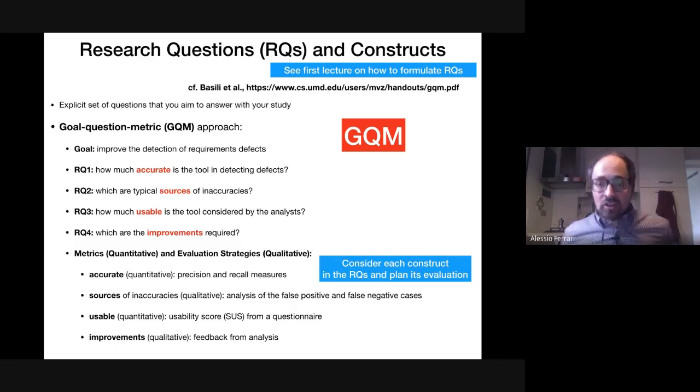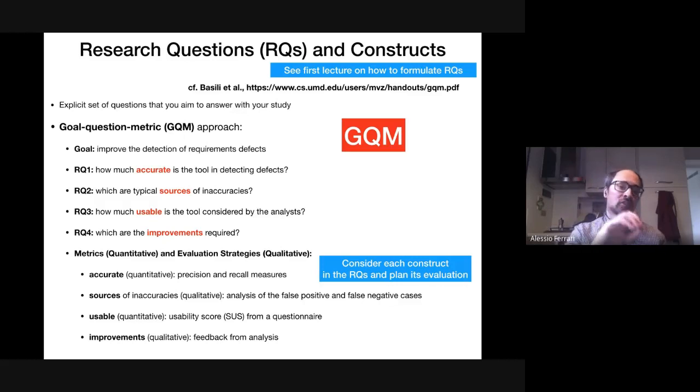Research questions and constructs. You remember this, I recall it every time. There was a first lecture on how to formulate research questions. Here, for case studies, it's quite typical to adopt this structured approach, which is called the Goal Question Metric, that was developed by Basili. You can see the paper linked there. And the Goal Question Metric is based, as the name says, on three fundamental elements. You start from the Goal, which is the overall objective. In your case, it would be to improve the detection of requirements defects.